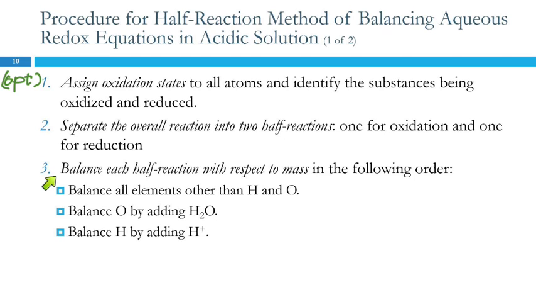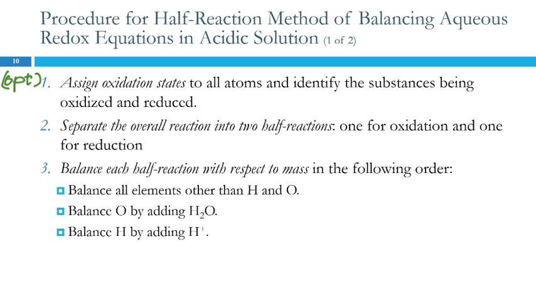Okay, so we're going to balance each of those half reactions in a very specific way. First, we're going to balance for mass. This is the regular kind of balancing. So you're going to look at all of the elements besides hydrogen and oxygen, and you're going to get them balanced by putting coefficients in. Then you're going to balance oxygen.